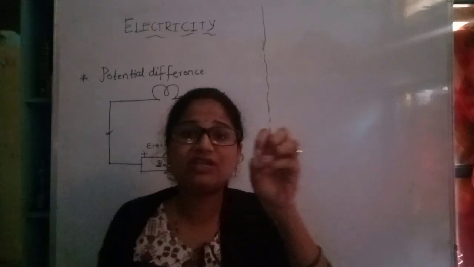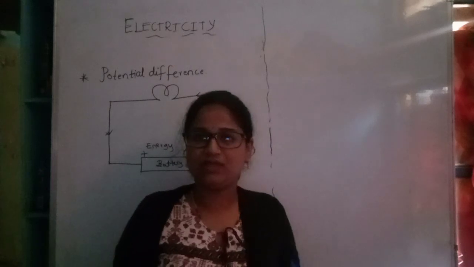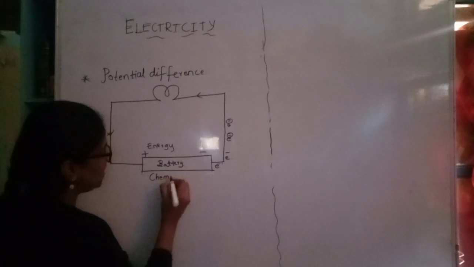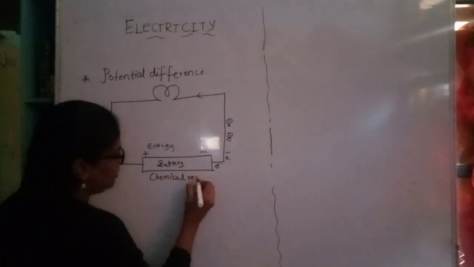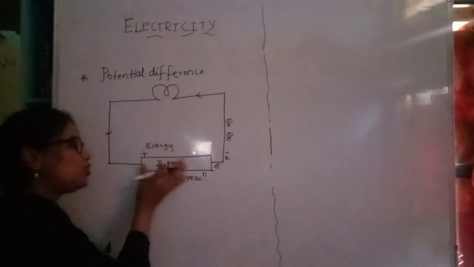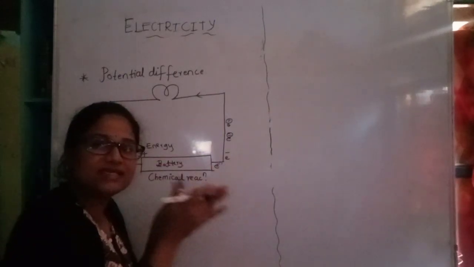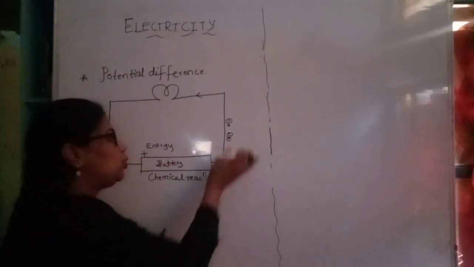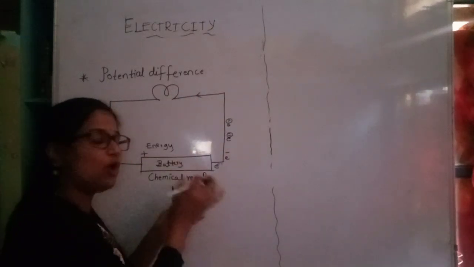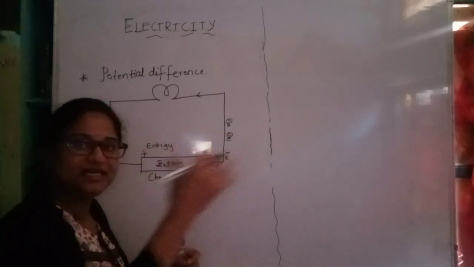So how does the battery get that force? How does that force make the electrons move? It is because of the chemical reaction which takes place inside the battery. Because of this chemical reaction, some energy is created inside the battery which makes the electrons move through the conducting wire. What exactly that chemical reaction involves, we will learn in higher classes.